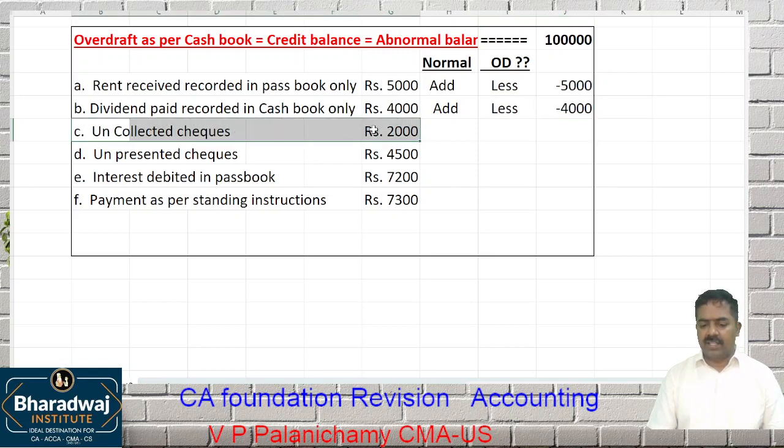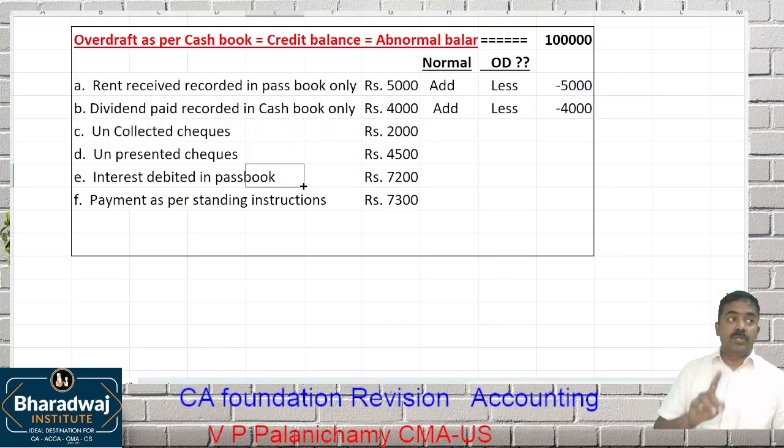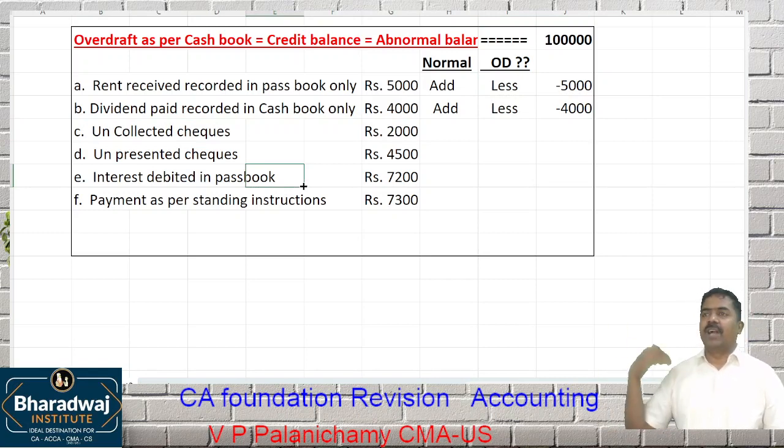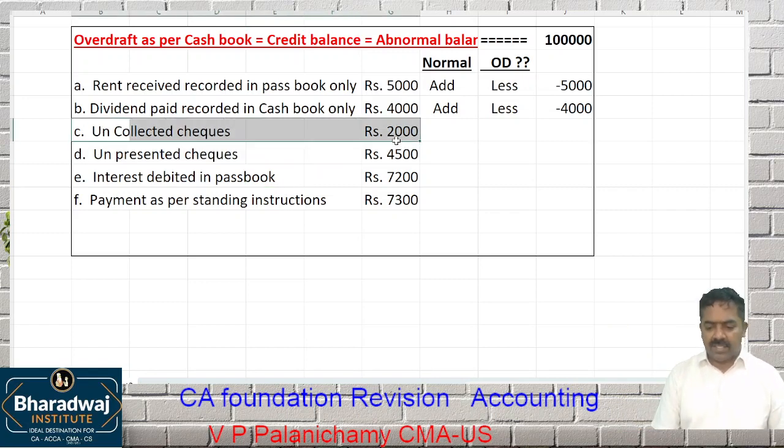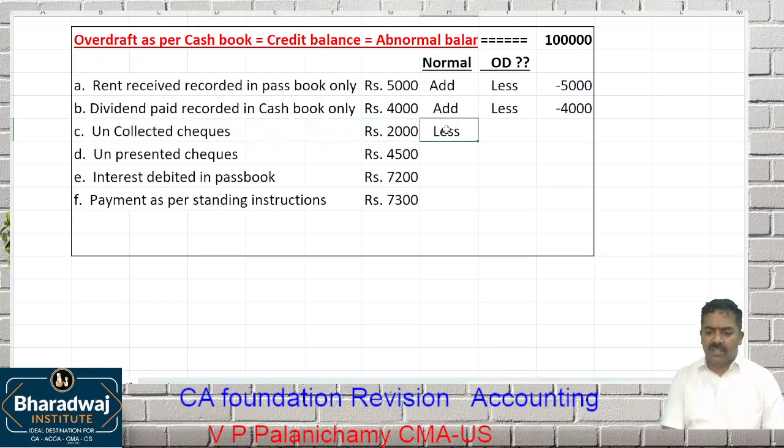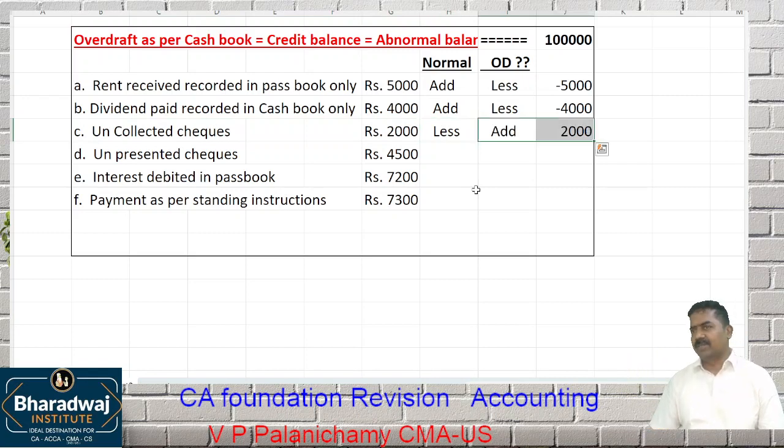Uncollected check. What do you mean by uncollected check? Issued or deposited? Deposited. Check நம்ம deposit பண்ணிருக்கோம். Banker has not collected. While depositing the check, what you would have done? We would have added. Whether the banker has added? No. If it is a normal balance, we would have reduced. Since it's an OD starting point, do the opposite.